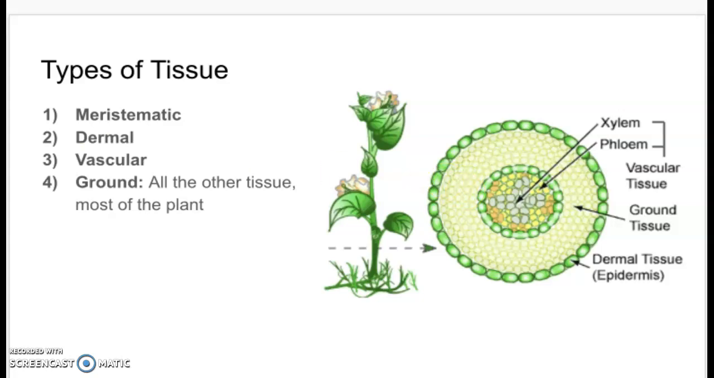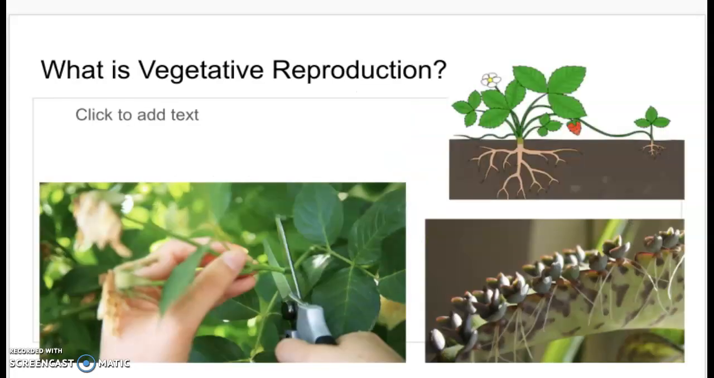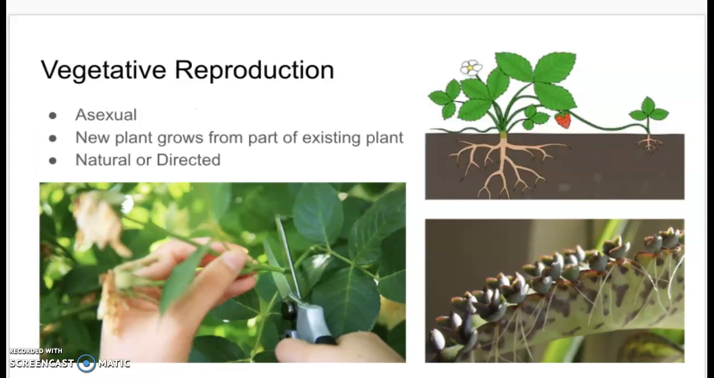Okay, we're going to start reproduction now. There are two types of reproduction. What is vegetative reproduction? The two types, as you can imagine, just like fungi, are sexual reproduction and asexual reproduction. Vegetative reproduction is asexual reproduction. Asexual reproduction is when the plant is able to grow from an existing plant.